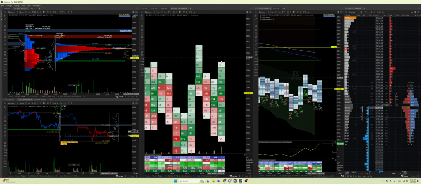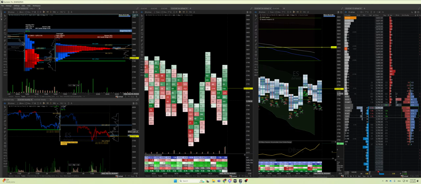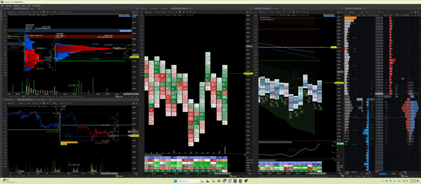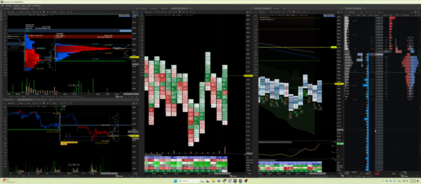There is not much initiative in here. Compared to this, there's not initiative of buyers, so we're gonna continue down a little bit. Test these guys, probably, and these guys. Yeah, shorts are coming in heavy. We can see accumulation of orders here as they're pushing up.